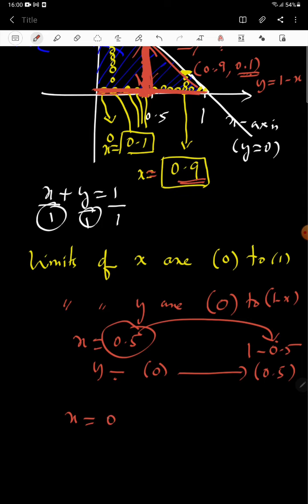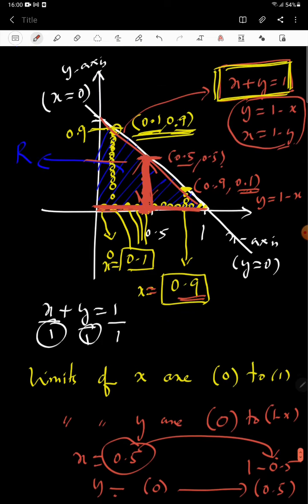And when x is 0.9, y starts at 0. Now this strip I am taking parallel to the y-axis, and I can take it parallel to the y-axis anywhere. Wherever I take it, I have taken 3 strips with this color.